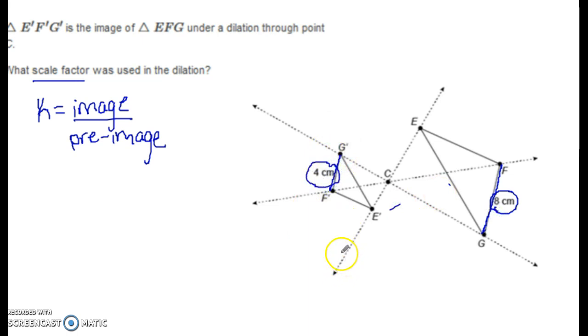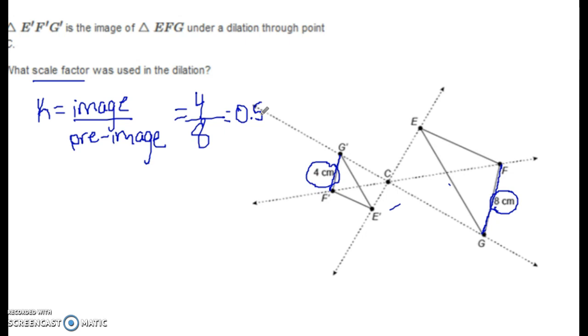Now remember, the one that has the primes is the image. That's the final thing, right? You start with just EFG, and then when you dilate it, you change it to E prime, F prime, G prime. So that's my image. So 4 is going to go on top, 8 is going to go on the bottom. And you could use this either as a fraction or a decimal. I'll put both. You can either have 1/2 or you could have 0.5.